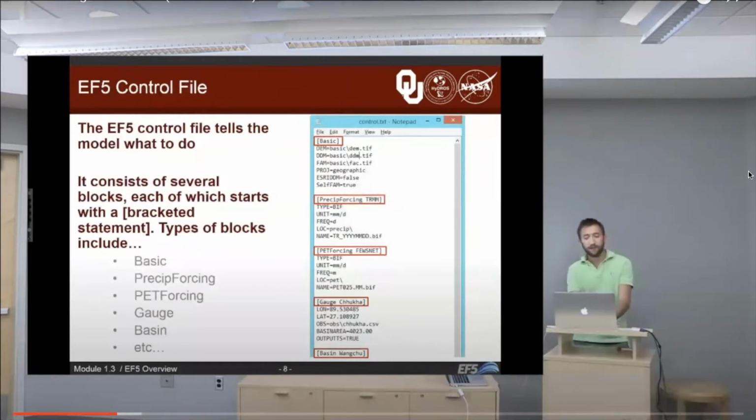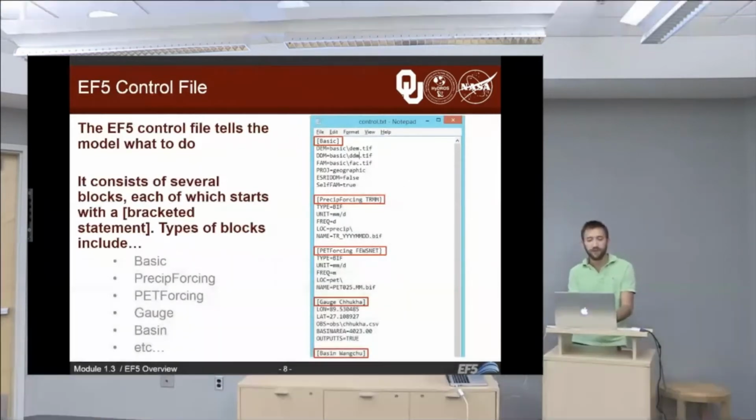The EF5 control file tells the model what to do. It consists of several blocks, each of which starts with a bracketed statement. And so the types of blocks include the basic block, precip forcing, PET forcing, gauge, and basin, just to name a few, and just to name the ones that are visible on this slide.